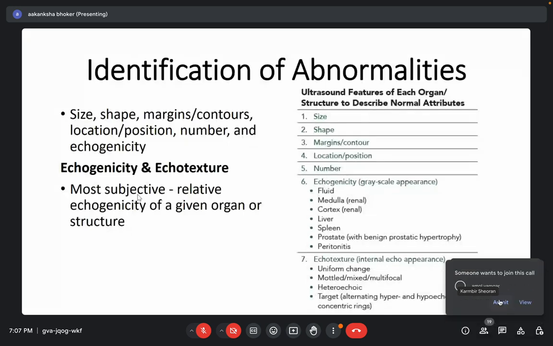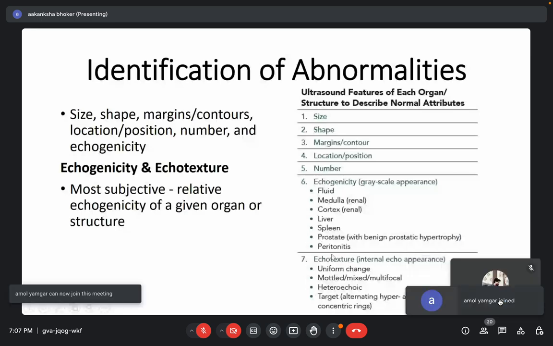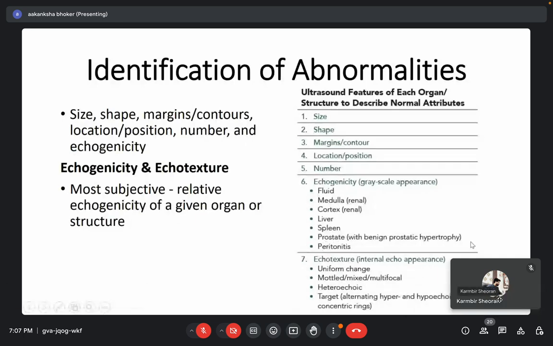For echogenicity, this is again just as a review, in the comparison of echogenicity, fluid is the most anechoic, and when we talk of prostate or peritonitis, that will be very hyperechoic and will appear very white. And again, echotexture, where we said it is to be fine, homogeneous, or heterogeneous. These were the appearances in terms of echotexture. Then the appearance can be uniform, or there can be a mottled appearance, there can be some focal or multifocal lesions, or heterogeneous parenchyma. So all these things we will talk about.